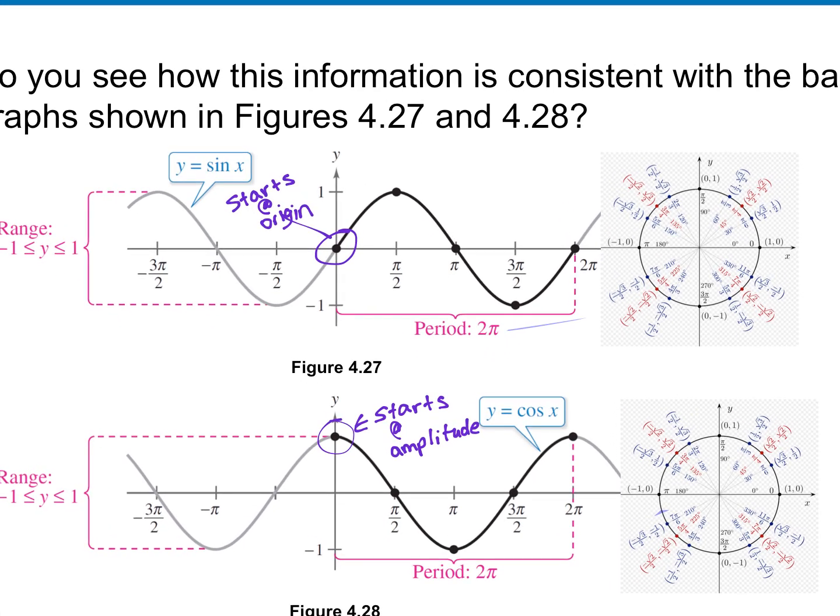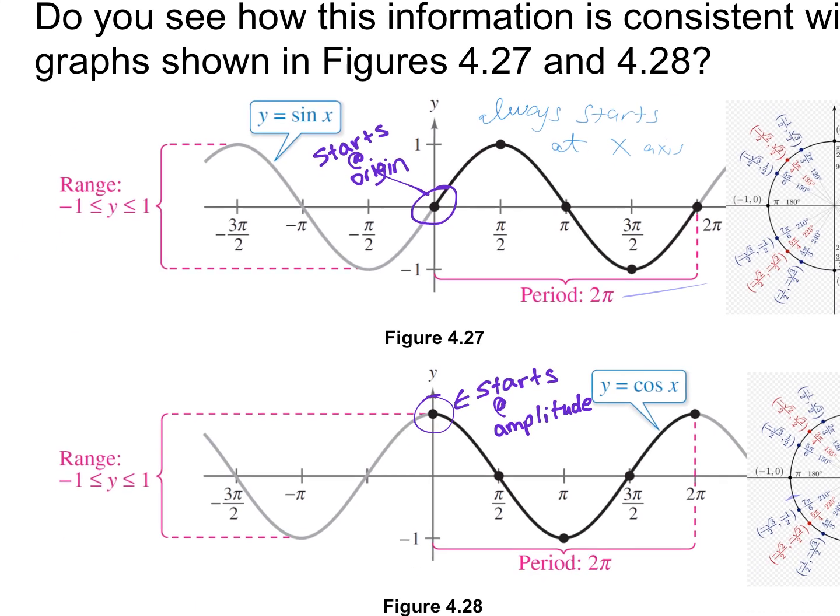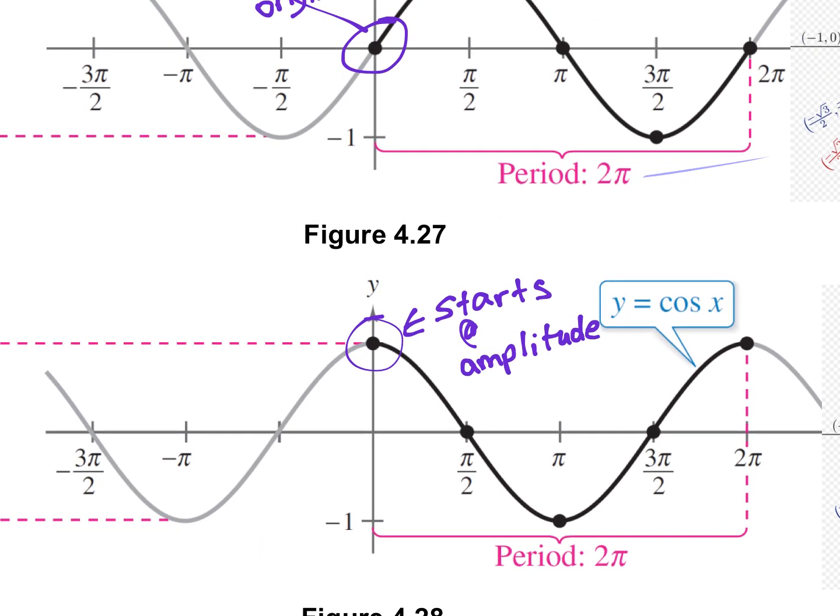When you have a sine curve, the basic parent function starts at the origin. But you can remember that sine always, unless there's a shift up and down, always starts at the x-axis. Unless it shifts up and down, and then it still starts where the x-axis would be, just up or down from there. Your cosine curve is always going to start at the amplitude.